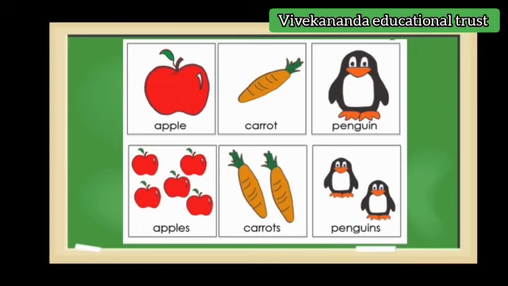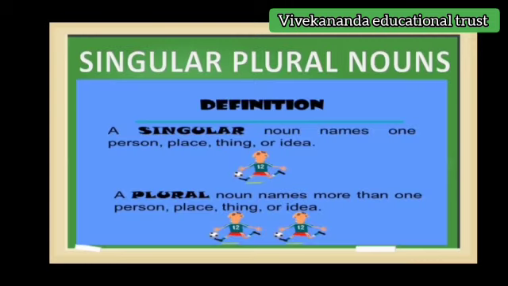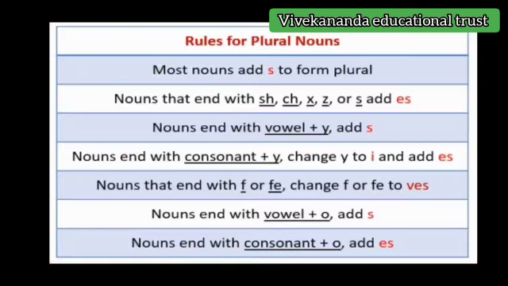So, these are singular and plural nouns. We already learned that singular means only one thing, that mentions the name of one person, place, or thing, whereas plural nouns name more than one thing. So, that we already learned. So, when changing from singular to plural, we have certain rules. Let's see the rules. When we change a singular noun into plural noun, we have to add s at the end of the noun. It is not common for all the nouns.